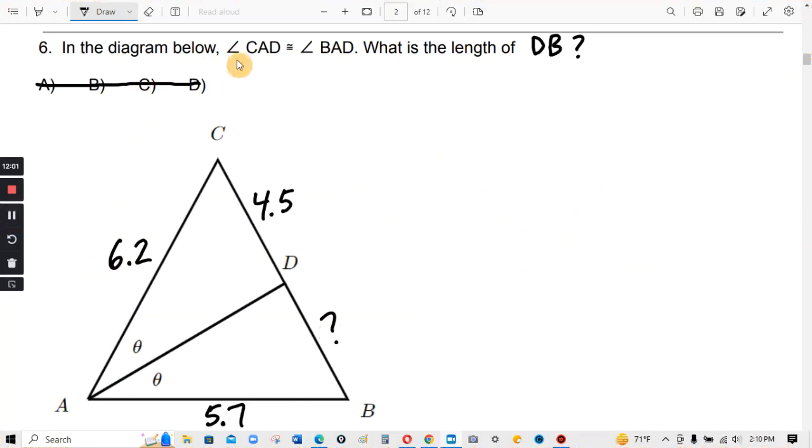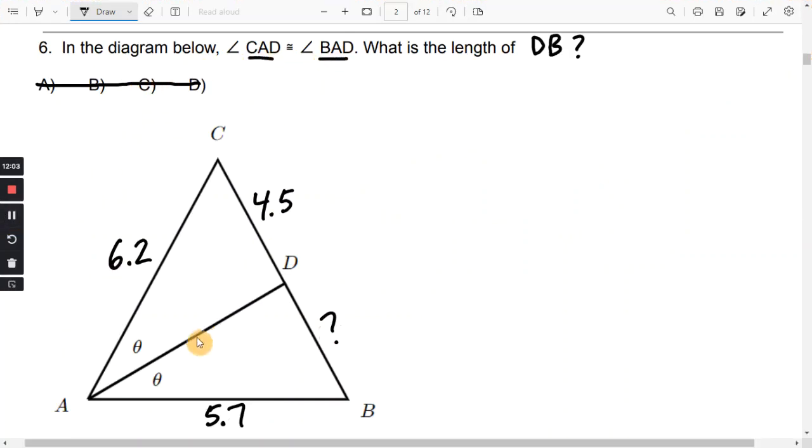All right, number 6, CAD is congruent to BAD. So CAD is here and BAD is here. But it's already marked on the diagram. Theta and theta, same measurement, so they're congruent. So this right here is the angle bisector theorem.